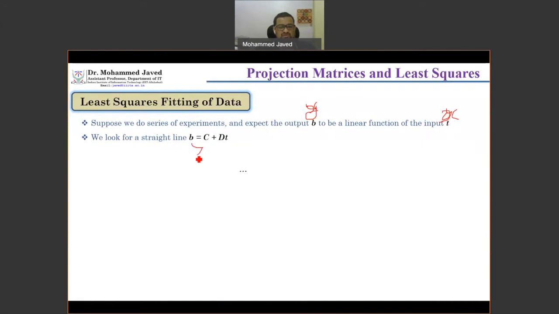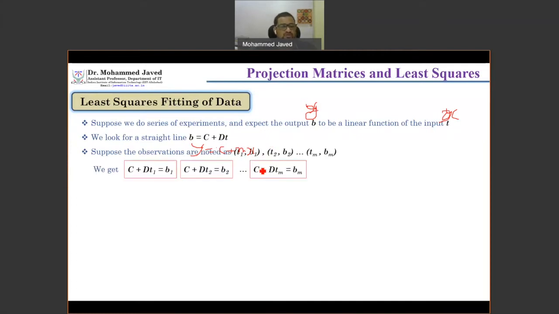So this is y equal to, you can read as y equal to c plus mx. Generally we say that y equal to mx plus c, but for the sake of simplicity, I have represented b equal to c plus dt. Then suppose the observations are noted as T1, B1, T2, B2, Tm. These are the points from the experiments.